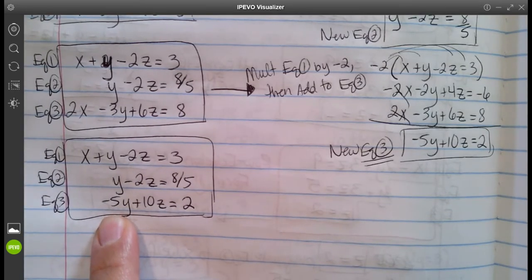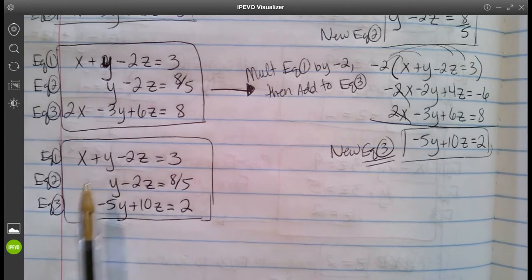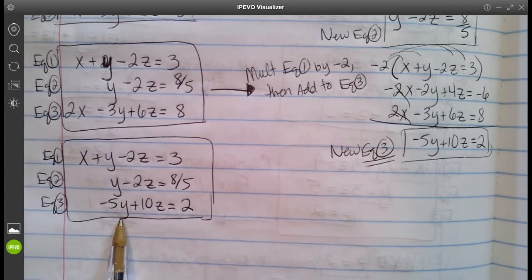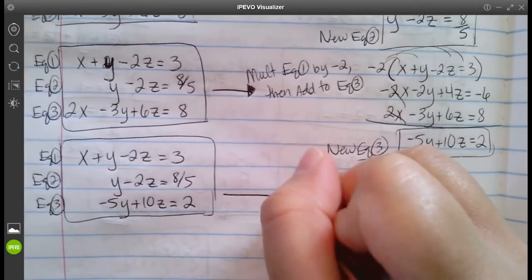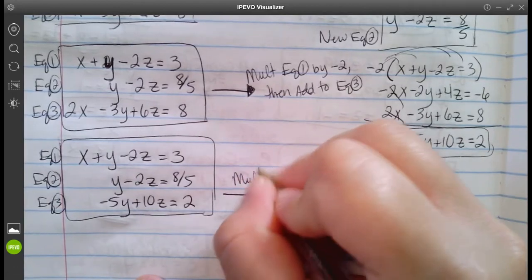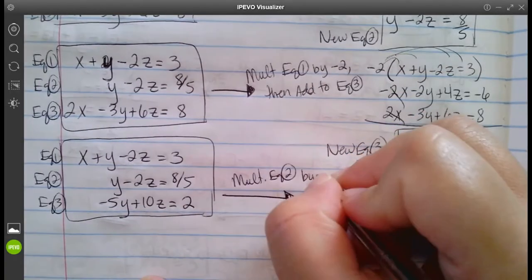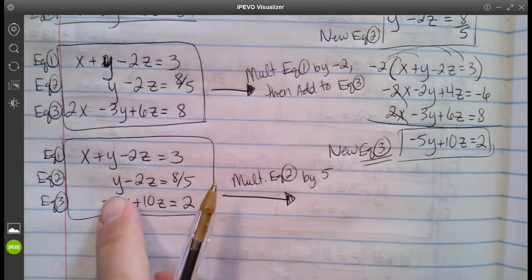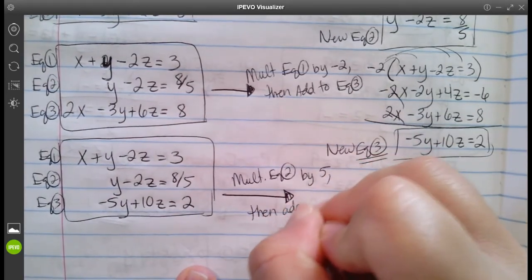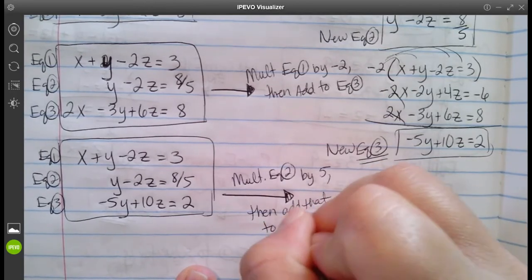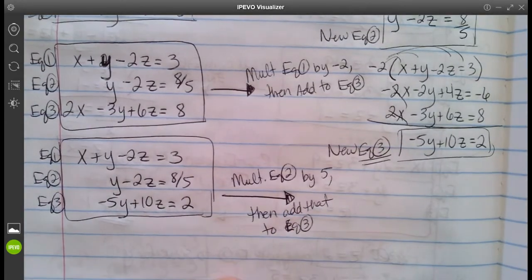Okay, so we still have a problem because we need to get rid of this, right? We've got to get rid of that negative 5. So let's go ahead and multiply this one times 5 and add it to this one to get rid of that. How about that? Because to get rid of negative 5, you have to have positive 5, right? So that's going to be our next row operation. We're going to multiply equation 2 by positive 5, and then add that to equation 3.